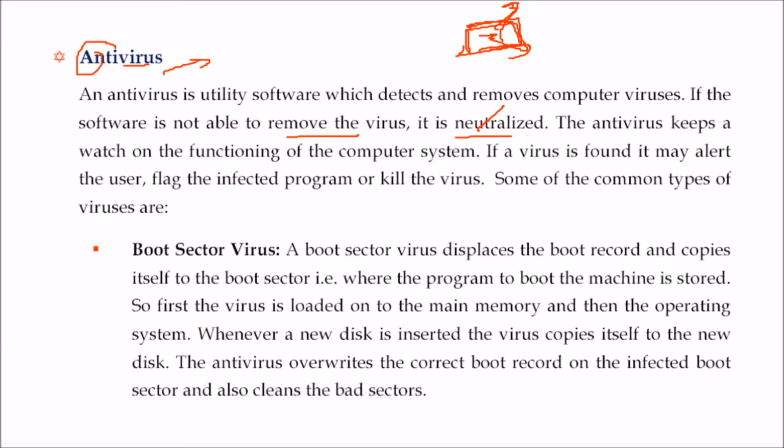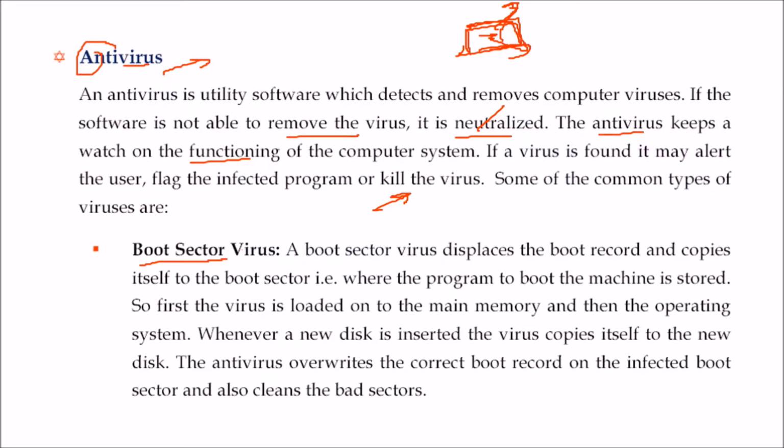So the eyes and ears of antivirus are always open. Whatever is happening in the functioning of the computer system, the antivirus is very alert. It will flag any infected program or it will kill the virus. So let us see some common types of viruses.